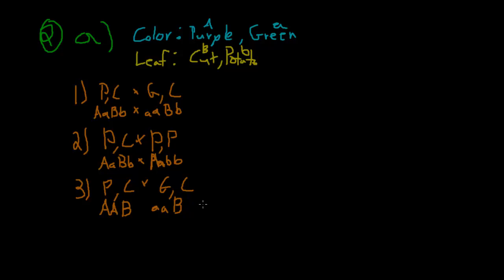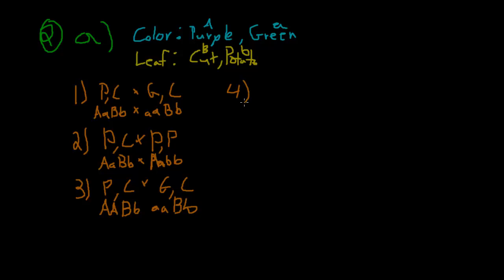Now when we look at leaf type, we see both cut and potato shaped, which means that since both of these are showing the dominant trait, they must both be heterozygous, otherwise we would have only had cut showing. So yeah, same logic as here. So the answer here is big A, big B, little b, crossed with little a, big B, little b.